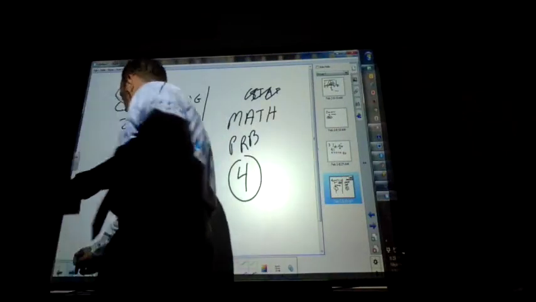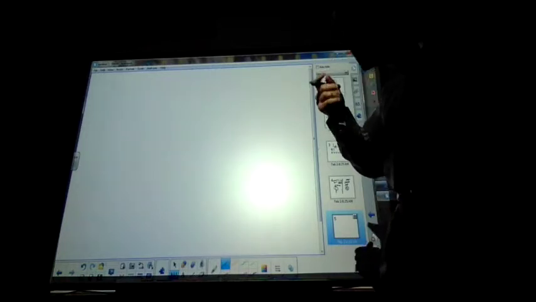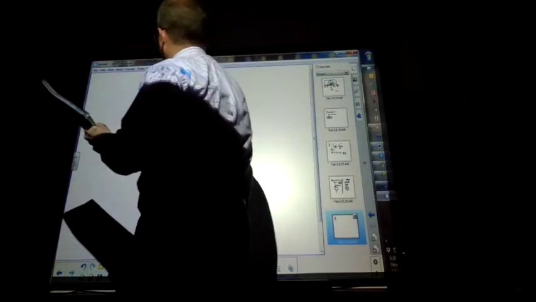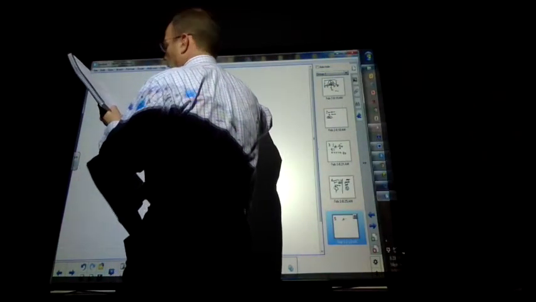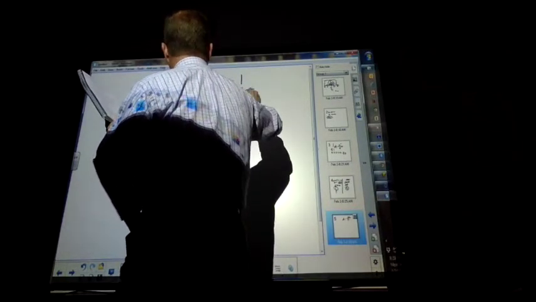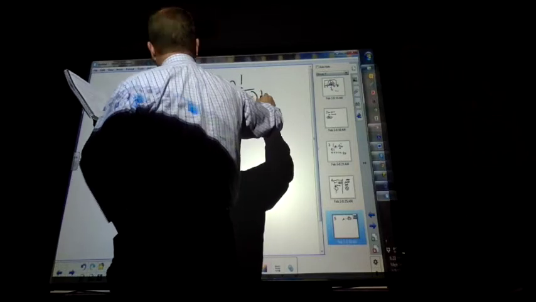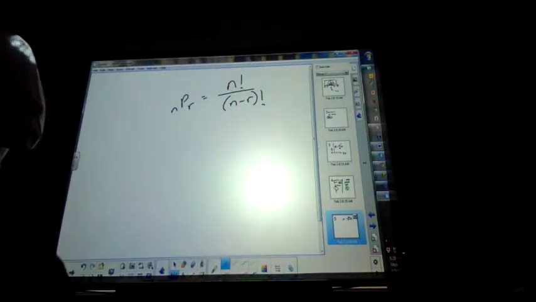So permutation, the order does matter, but we are not necessarily choosing all of them at the same time. How many ways can r items be arranged in order? So they're using this: nPr is equal to n factorial over n minus r factorial. And the way you can do this is if you see the word arrange, it goes with permutations.